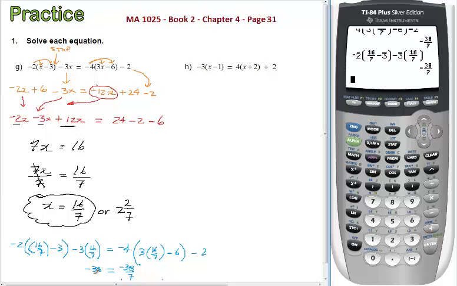So it's nice if you have time to check your solutions. Okay, so there's the first solution. I usually put a question mark over the equal sign when I'm checking, and a check mark over the equal sign when it works out. Alright, on to h now.